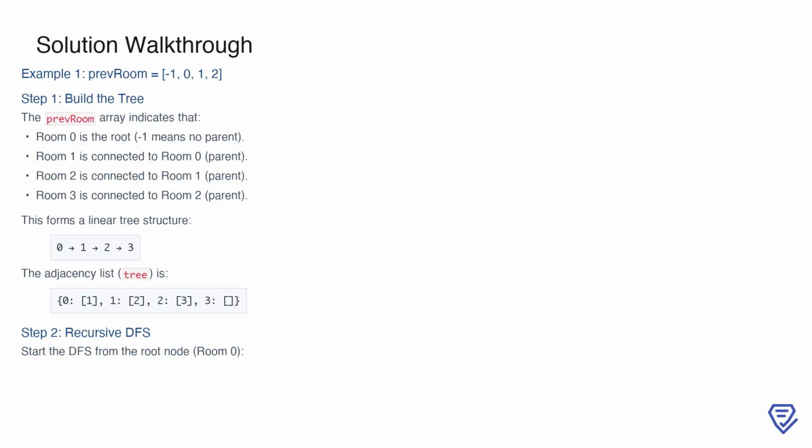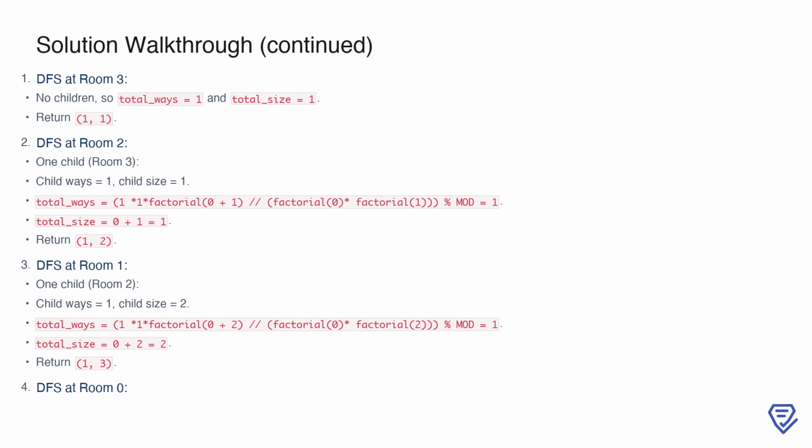With the tree representation ready, we perform a recursive depth-first search, starting from the root node, room 0. In the DFS, we begin from the leaf nodes and work our way up. At room 3, which has no children, we set total_ways to 1 and total_size to 1, and return these values. Moving up to room 2, we find it has one child, room 3. Using the formula for computing ways, we calculate total_ways as 1 * factorial(1) / (factorial(0) * factorial(1)), which equals 1. The total_size becomes 1 plus the size of room 3, which is 2.